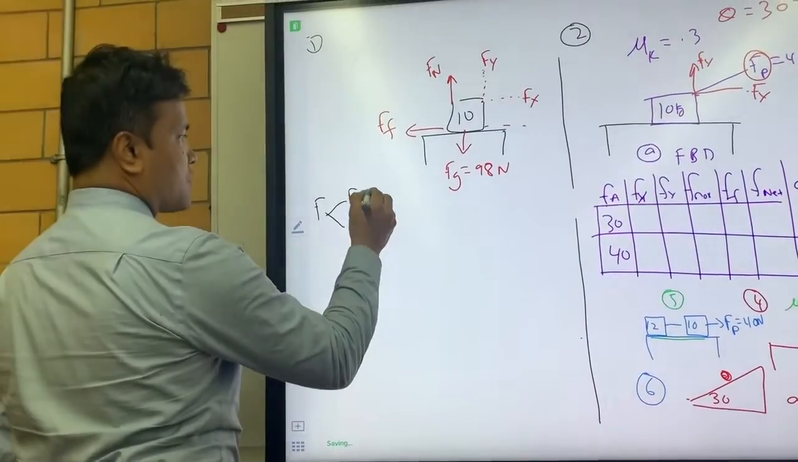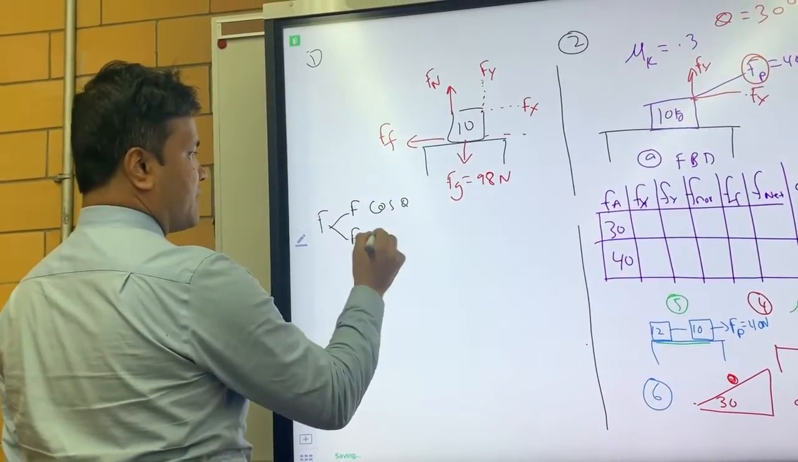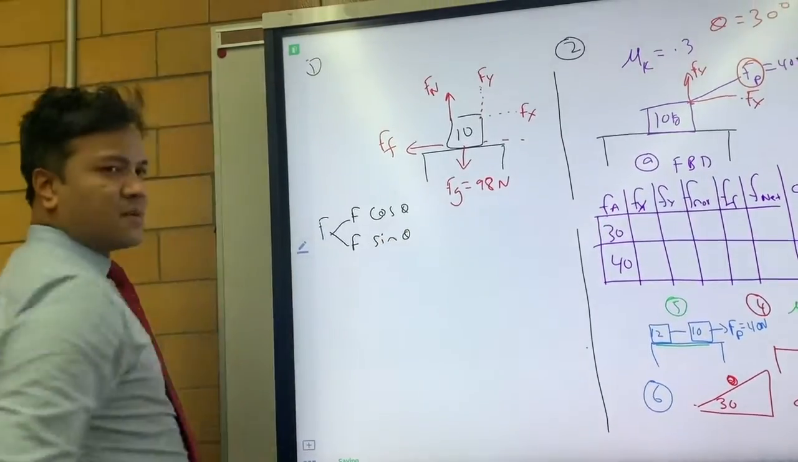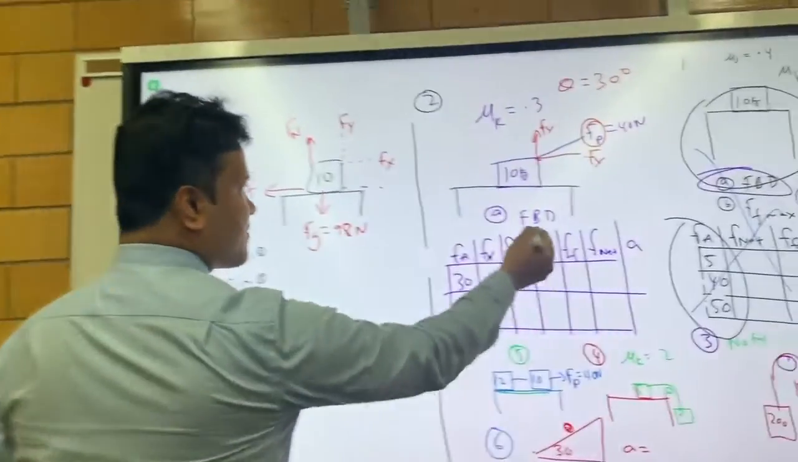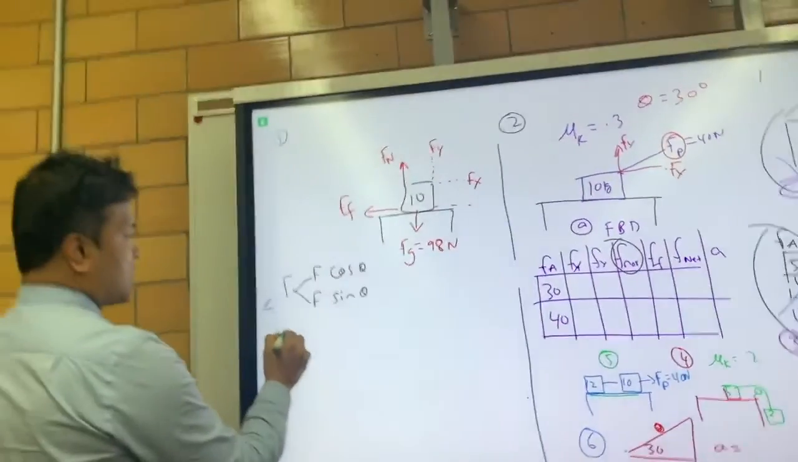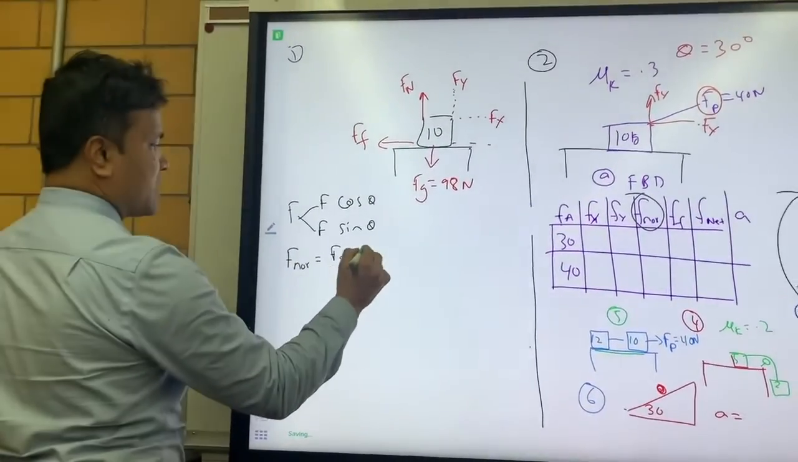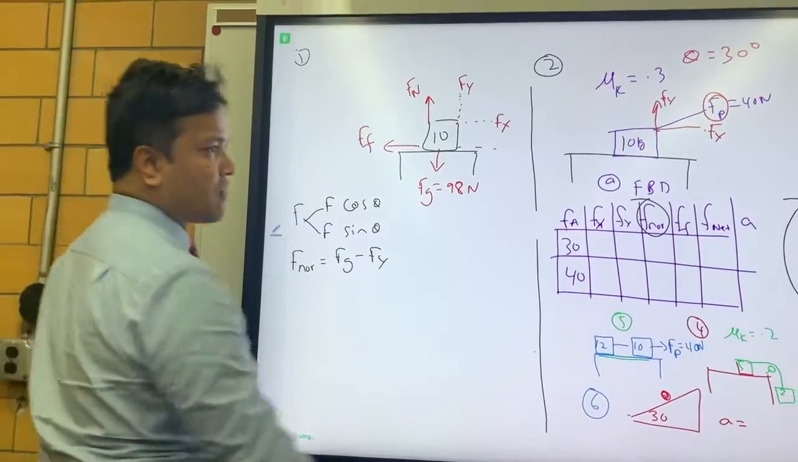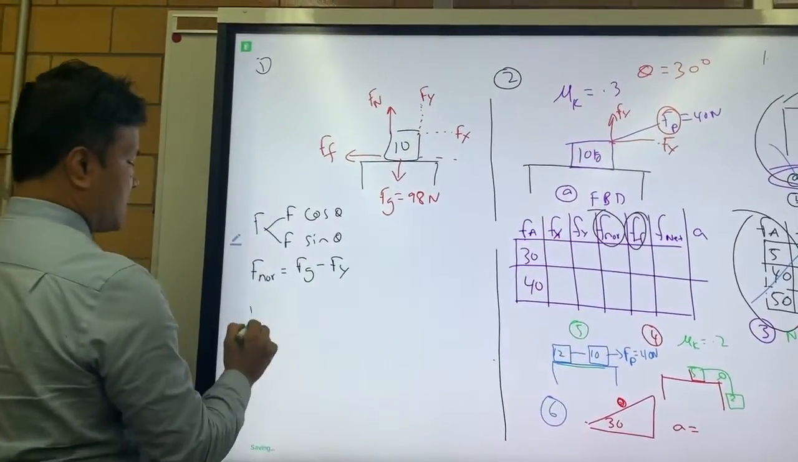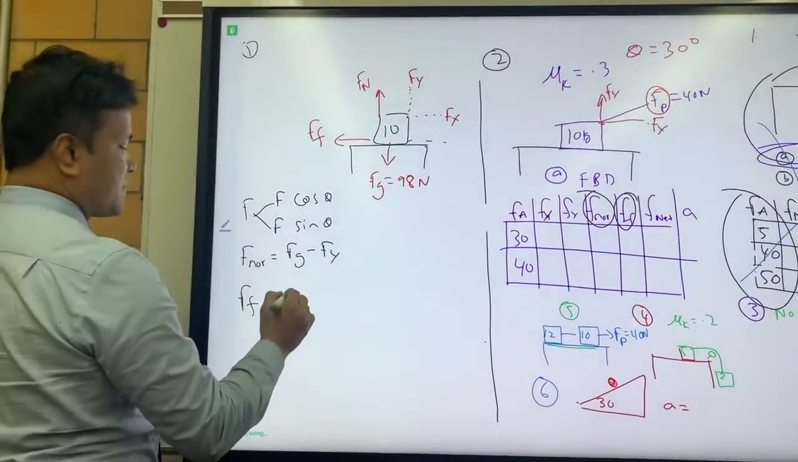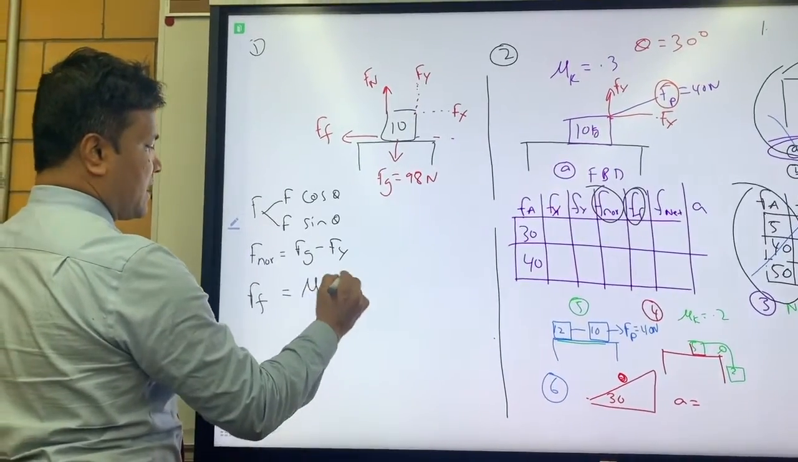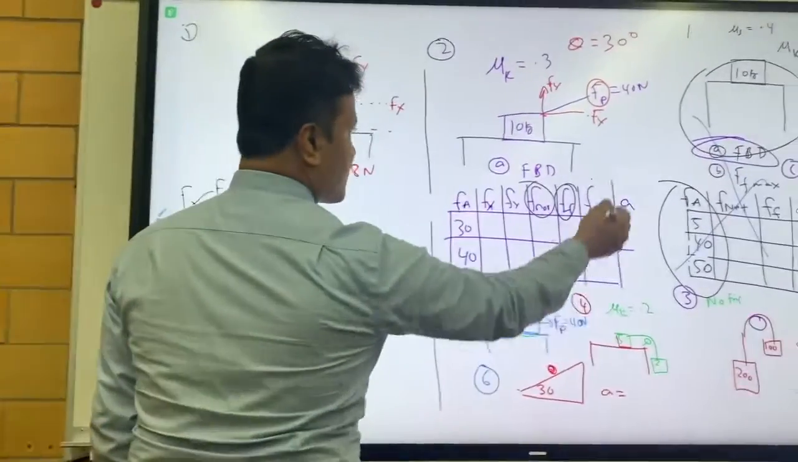So F cosine theta, F sine theta. This is equation number 1. And then I'm going to write the equation for normal force. F normal is equal to Fg minus Fy. Then I'm going to write the equation for Ff. Ff is mu k Fn. Then I'm going to write the equation for Fnet.